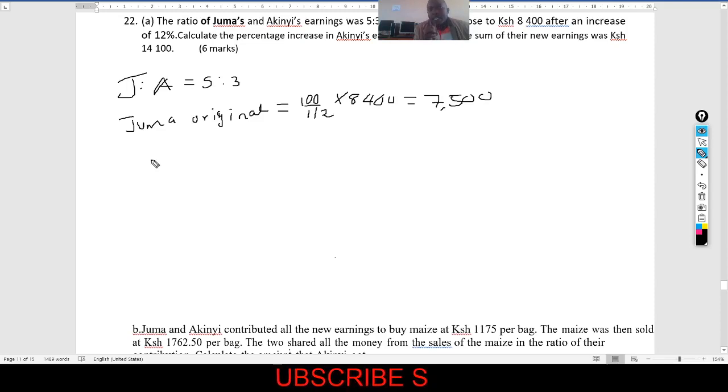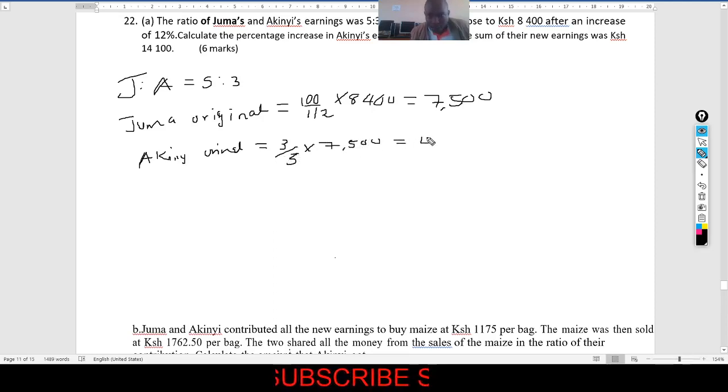Then we need Akinyi's original earning. Remember the ratio of Juma's and Akinyi's earning was 5:3. Remember, 5 is this. What about 3? It's 3 over 5 times this. So Akinyi's original earning is 3 over 5 times 7,500. This gives you 4,500. Those were the original.